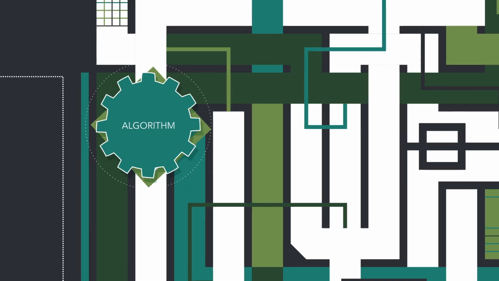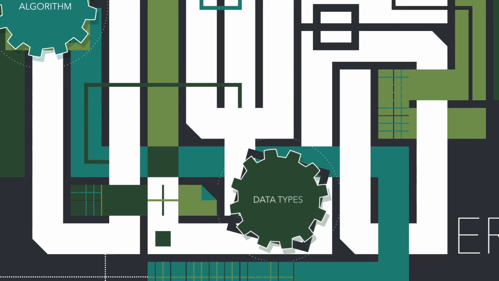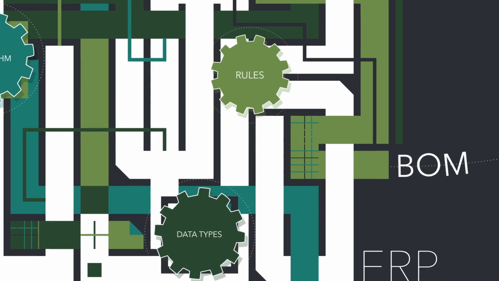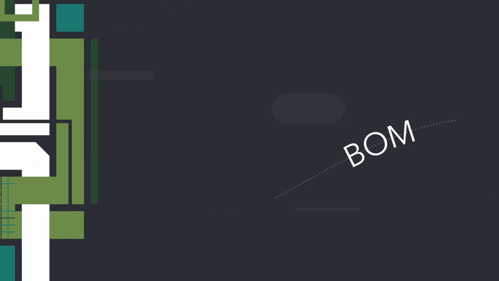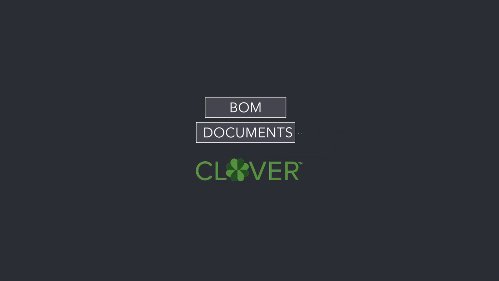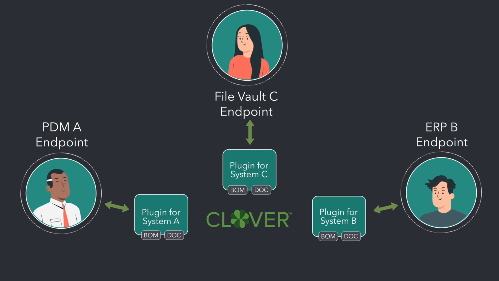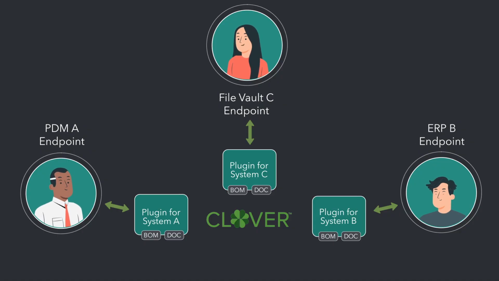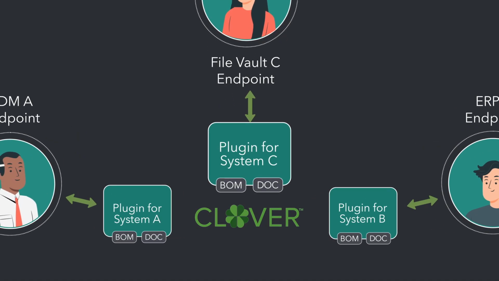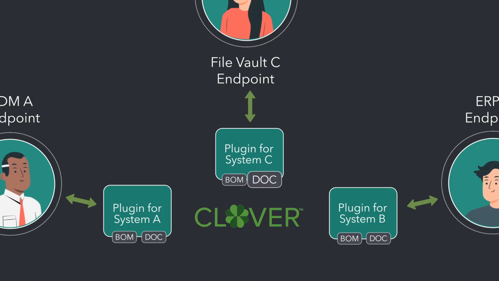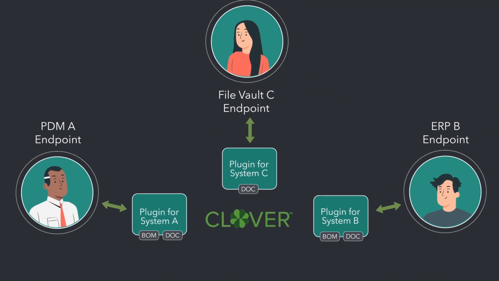Moving BOMs around and retaining the proper internal links, as well as the correct links to the right versions of files, requires algorithms, data types, and rules. Clover simplifies things by grouping these into digital patterns. In this case, one for BOMs and one for documents. Clover has endpoint plugins which support the logical digital patterns for that endpoint. For instance, the plugin for the file vault endpoint supports the document digital pattern, but not the BOM digital pattern, because file vaults don't manage BOMs.